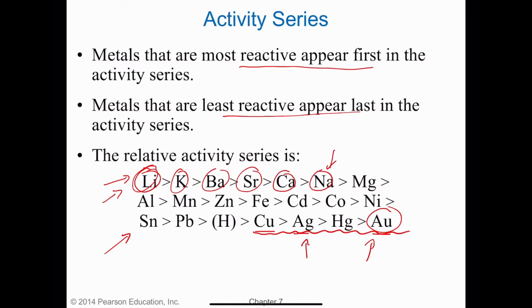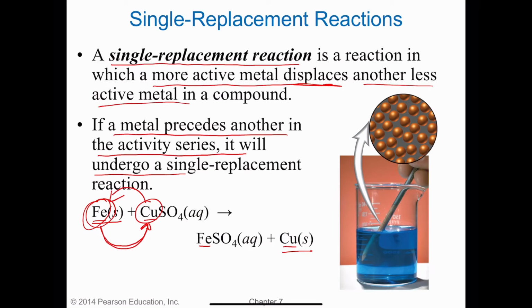And if we go back and look at our activity series, here's iron and here's copper. The iron did appear before the copper, meaning that we should see a reaction. So if a metal, the iron, precedes another in the series, which it did, it will undergo the reaction. So that's kind of what they mean.